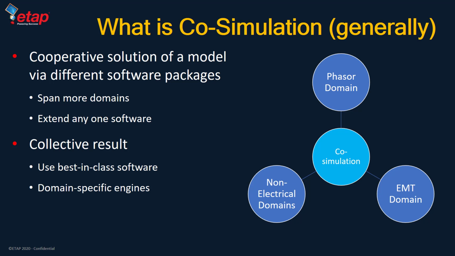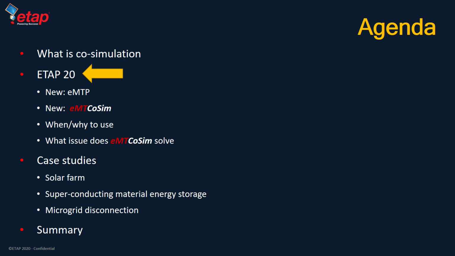The collective result will unarguably be the most accurate result because it presents the contributions from a multitude of specialized and mature engines instead of from one engine alone. For example, in this presentation we will show how to couple two different domains, the phasor domain and the electromagnetic domain. These two domains will be solved with different engines and fused together to produce a more credible and cohesive result.